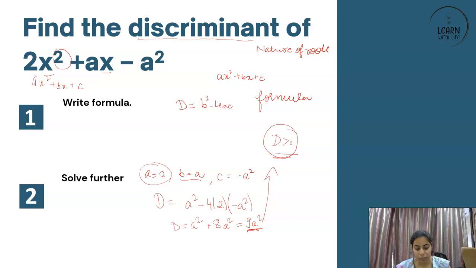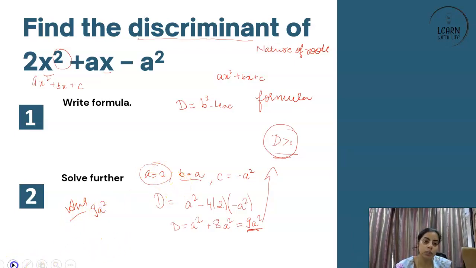Right? Wonderful. So now there is something which I need to tell. And that thing is the nature of roots. And the nature of roots is very important. So when D is greater than 0, you will have a particular type of root. But before that, see the question again. What was the question asking? The question was asking only to find the discriminant and not the nature or anything. So you will simply write 9a square is the discriminant. Right? So this question is done here.